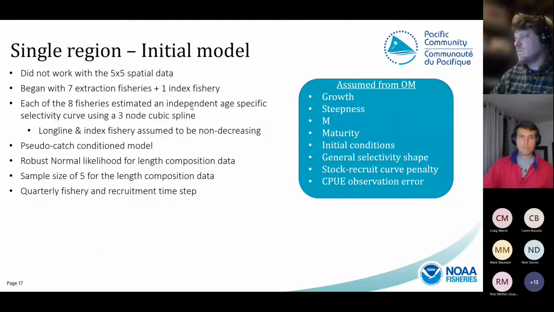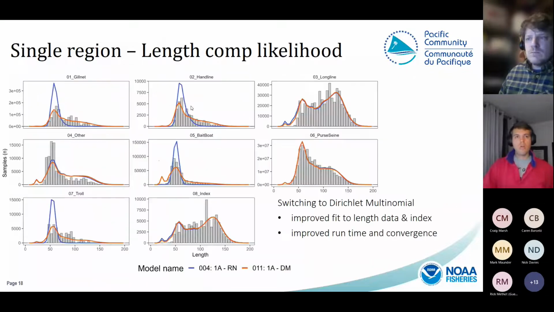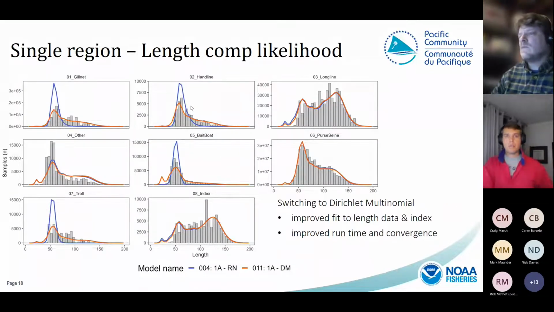So one of the first things that I talked about in that pathway of development was looking at the length composition likelihood. And so initially we had used the robust normal. Each panel is a different fishery. The blue line is the robust normal model, and the orange line is the Dirichlet multinomial model. And the sparseness of that ESS 5 data set caused a number of problems for the robust normal. It wasn't able to handle that all that well.